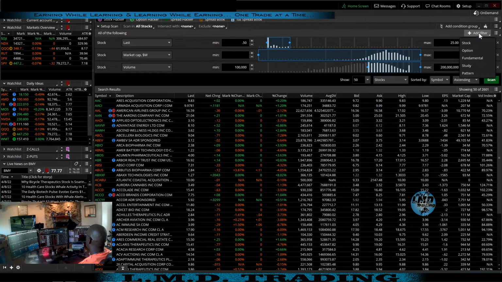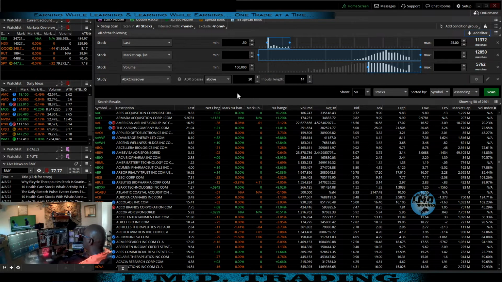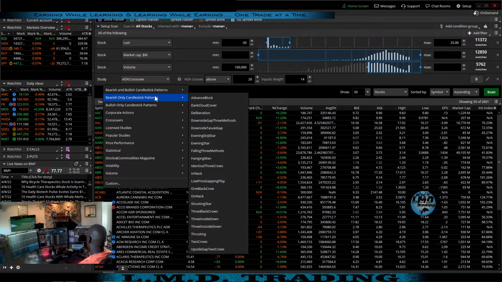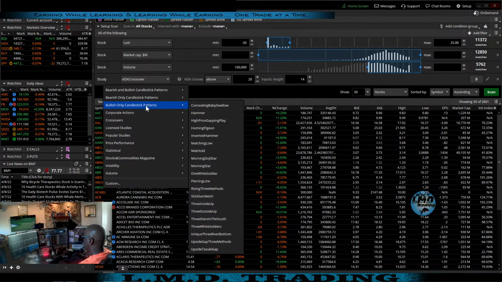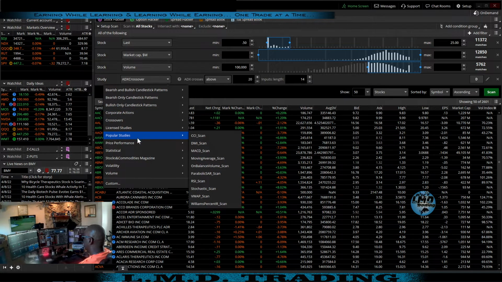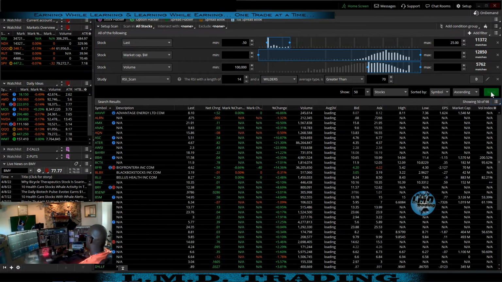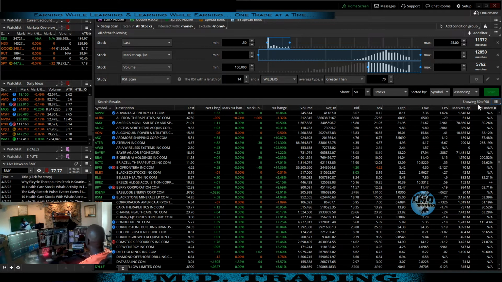Now we will start filtering for studies. Let's add a study, and we're going to go with the RSI. Find the RSI scan right there, and we'll keep just the defaults in there. Let's scan that one and see what it does. That knocked it down to 98. Doing good, let's keep going.